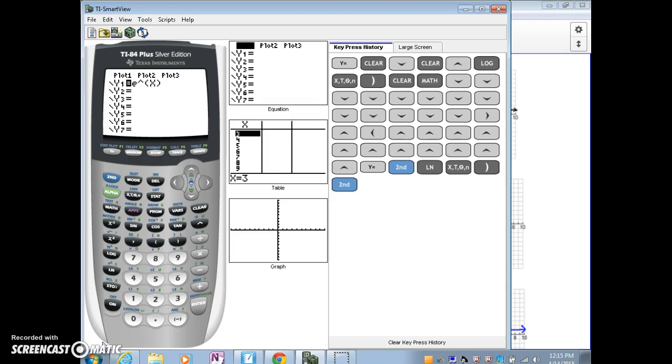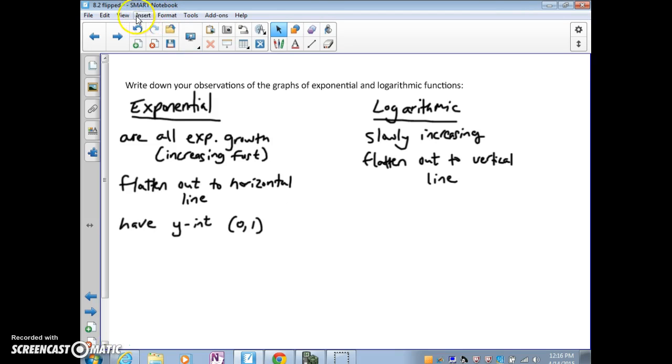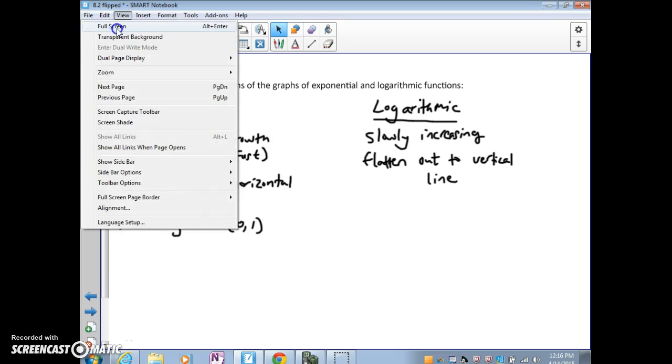What are you waiting for? Go ahead and graph. Come on. Hit pause and graph. Still there? Hit pause and graph. And raise your hand if you need any help. All right, so hopefully you graphed those, and then just skip ahead.